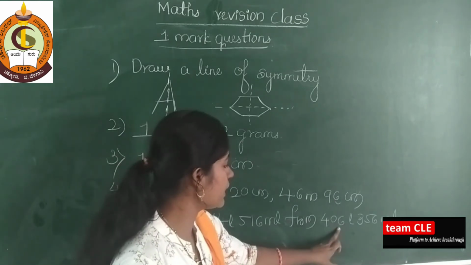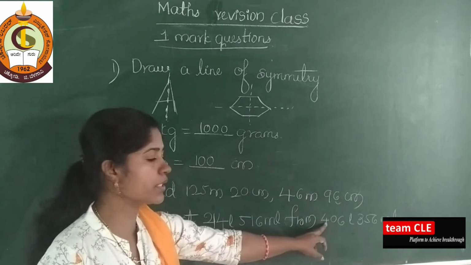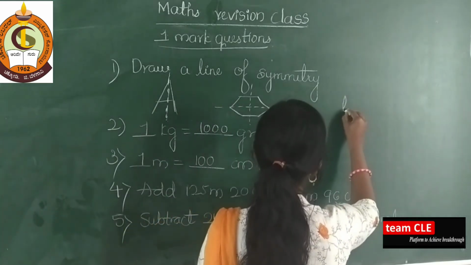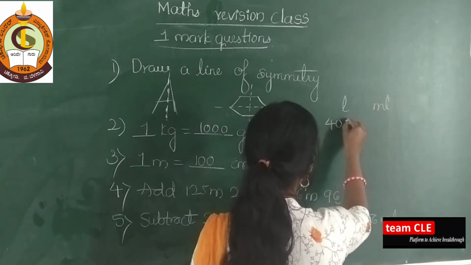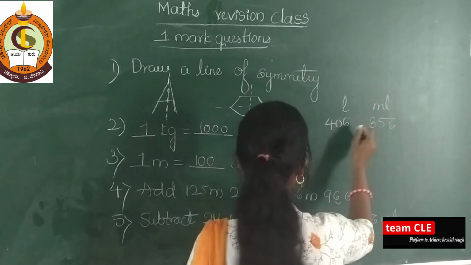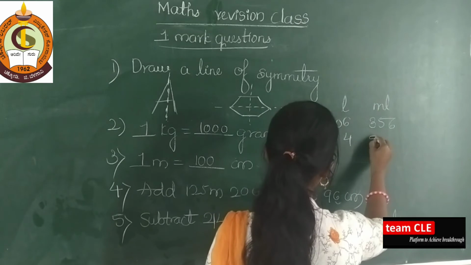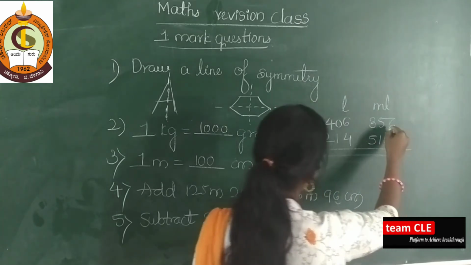And here 406 liter is there and here 240 liter is there. So obviously you have to write this number first. So here also you write liter one side and milliliter one side. Right, here 406 and here you write 356 ml minus 214 and here you write 516 ml. So just do subtraction here.